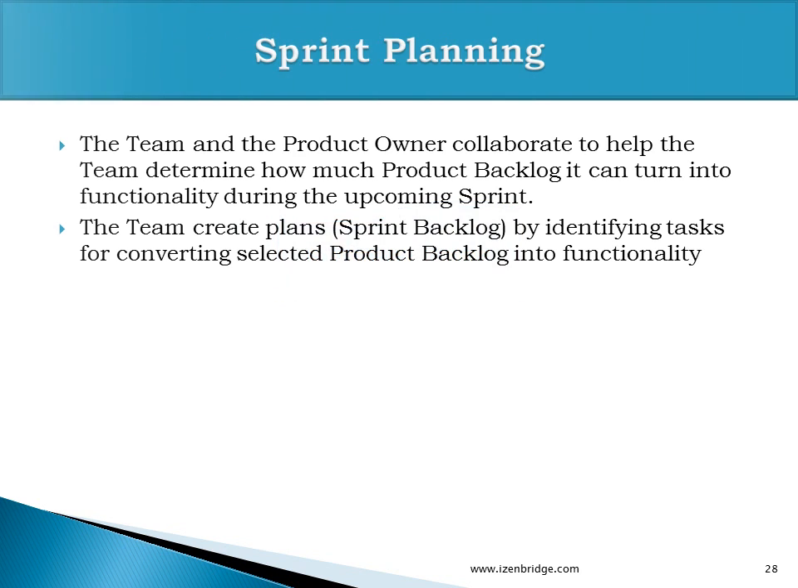Sprint planning. It is an activity where the team and product owner collaborate to identify which part of the product backlog can be turned into a potentially shippable product in an upcoming sprint. So it has two segments. Segment 1 talks about selecting the product backlog for the coming sprint, and the second part is for the team, where they create and identify tasks which are required for converting the selected product backlog into an increment or a running functionality.